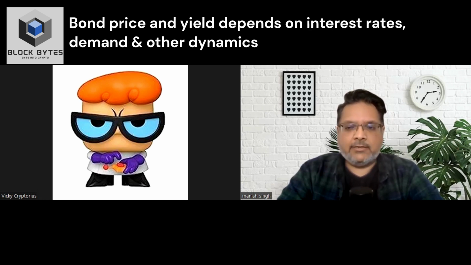Apart from demand and supply, the hike in interest rates, other economic factors, and decisions by the central banks influence the price of bonds and the yield as well. So before you go into the yield curve, you have to understand that this has an inverse relationship.